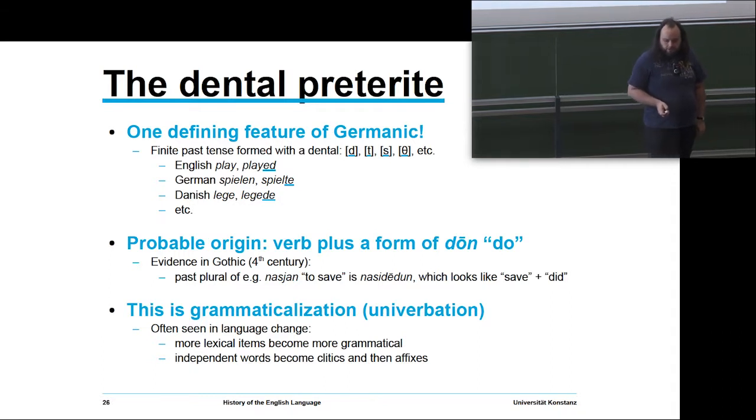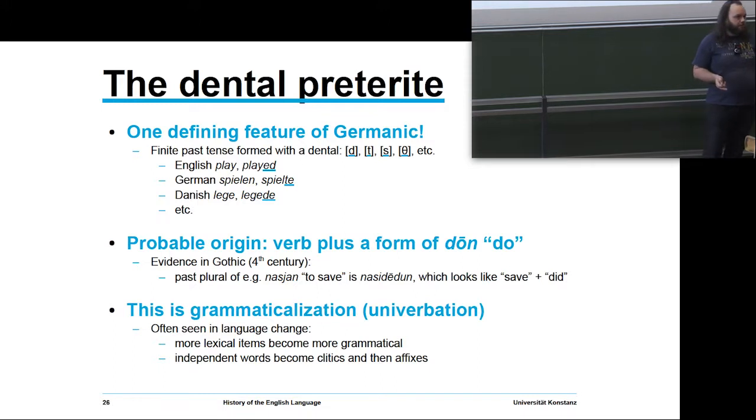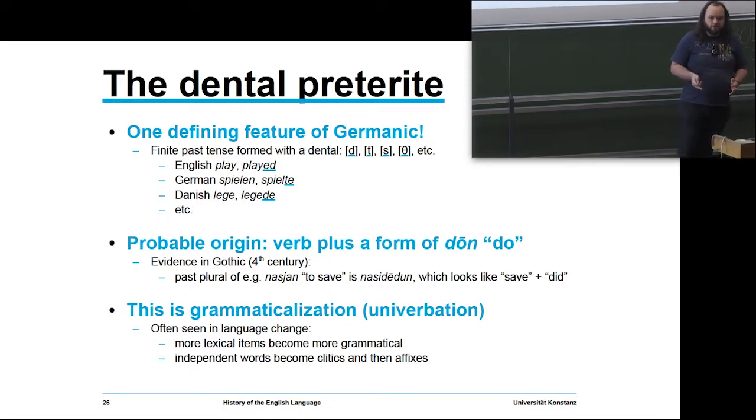So the probable origin of this form, and this is also debated, but the probable origin is a verb plus a form of to do. So here we've got nasjan, meaning to save, and this is from Gothic. Remember the Gothic language which has died out? This is one of the earliest attested Germanic languages. It's the earliest Germanic language for which we have extensive written records.